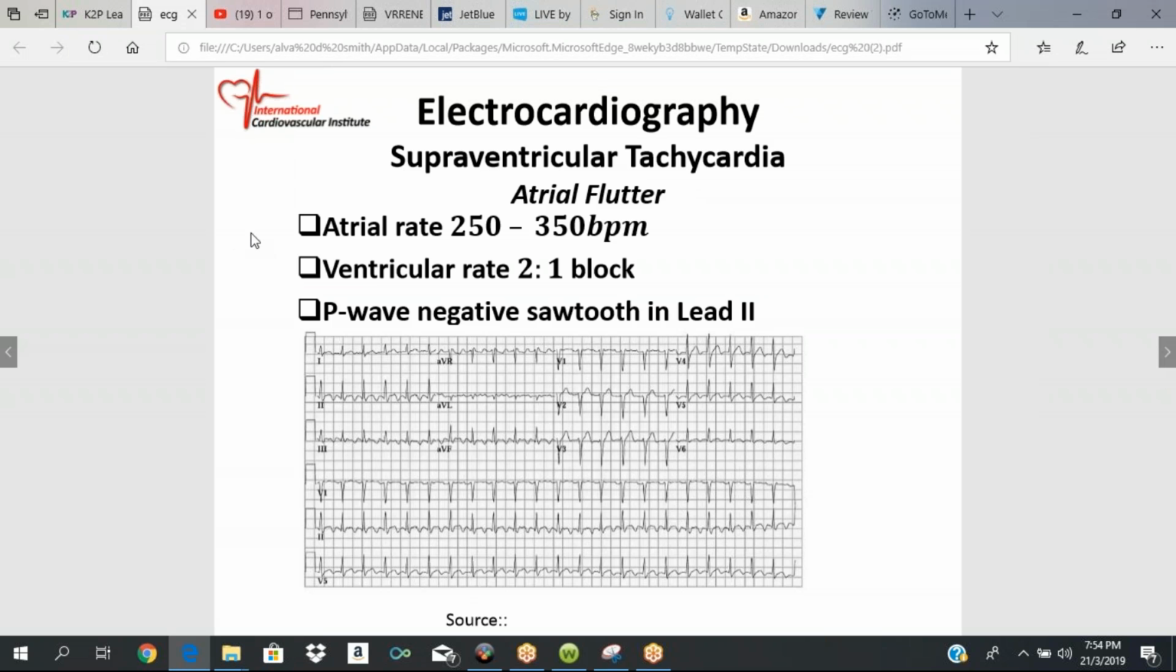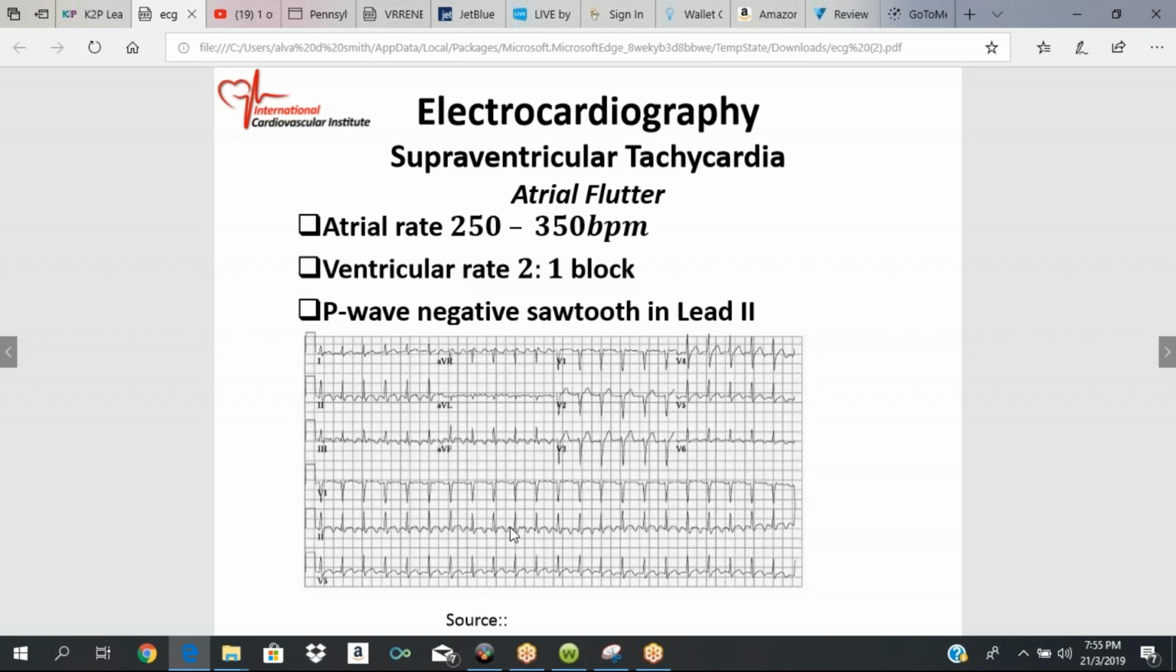All right, so this is your atrial flutter with 2 to 1 AV block. So let's look at our lead 2. Lead 2 is right here. You can see these downward deflections are your P waves. If you look closely at it, you have 2 P waves to a QRS. So this is atrial flutter with 2 to 1 AV block. Every 2 atrial beats, you have 1 ventricular beat. And of course, you can see the negative P waves in lead 2. That means they're below the baseline.